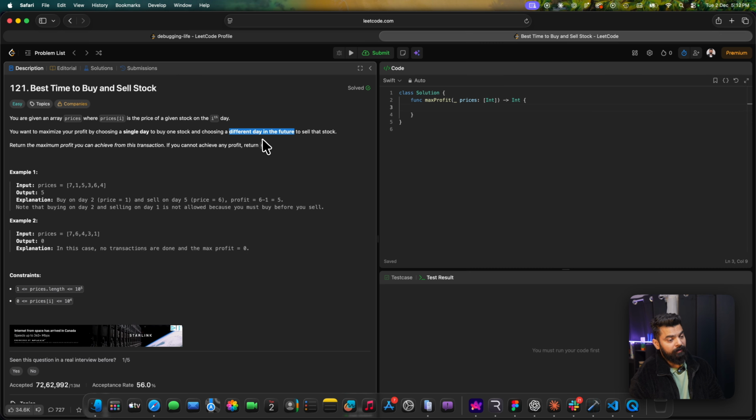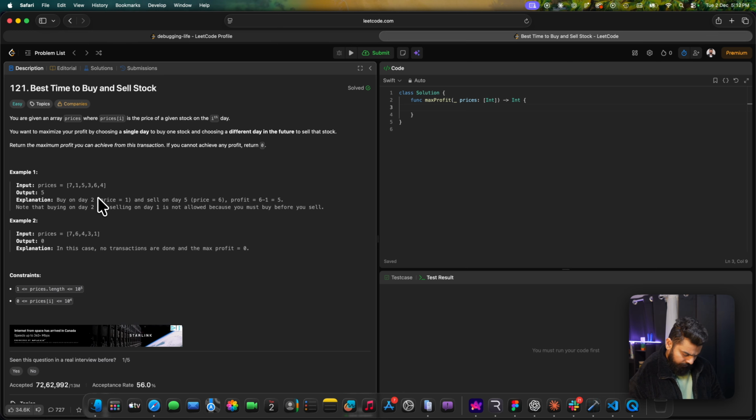They are definitely telling us it must be in the future. It means suppose we are buying something here, like this $5 stock, we cannot sell it in the past, just like a real-time situation. Okay, a different day in the future to sell the stock. Return the maximum profit you can achieve from the transaction. If you cannot achieve any profit, return 0. So it sounds very blunder, but it is not. Okay, so we'll see how we can start doing this.